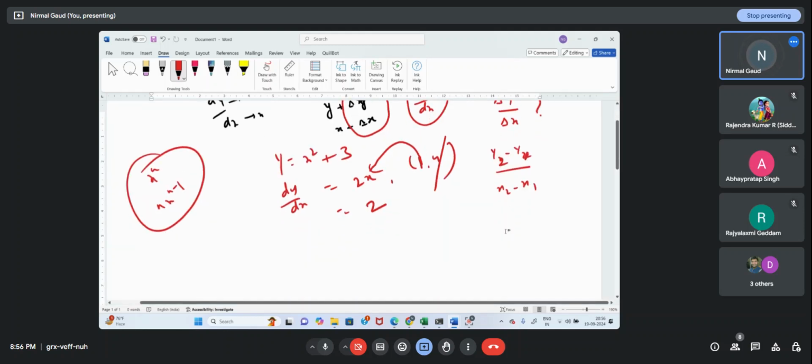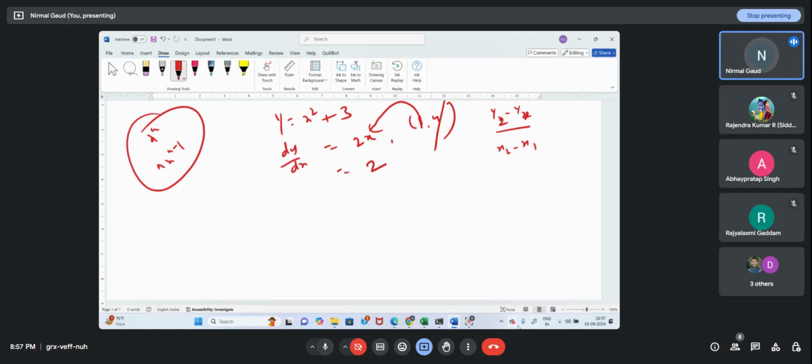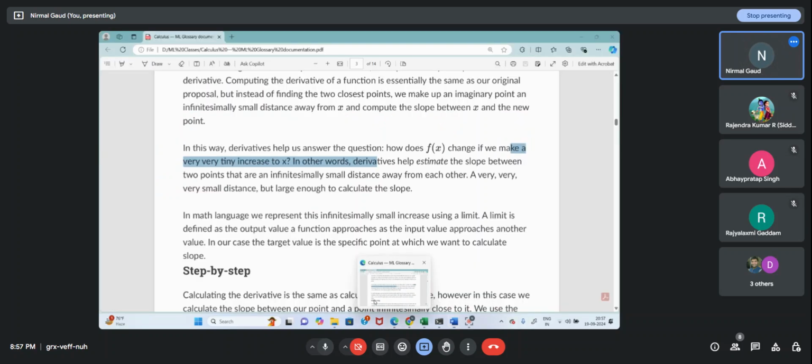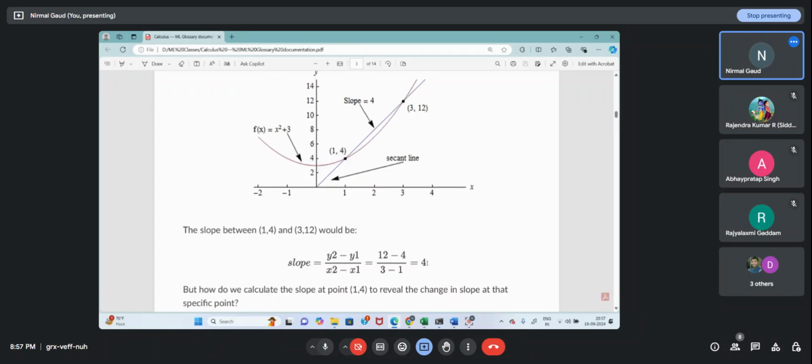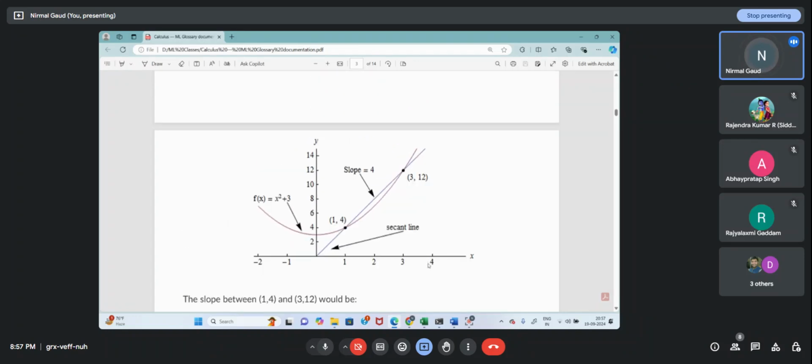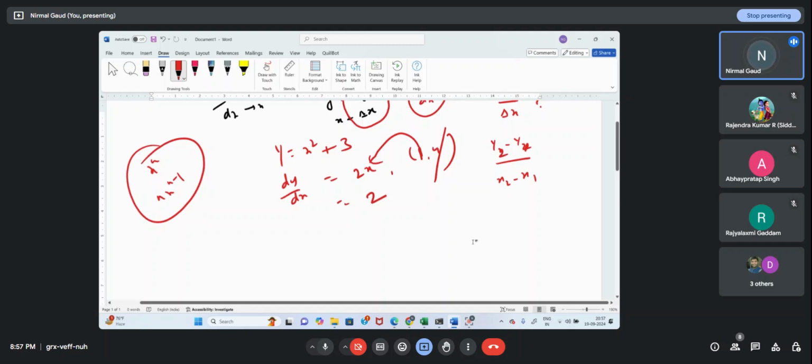And that's the reason in your graph, I will not say graph, it's a plot. In this particular plot, it considered 2 points like 1 4 and 3 12 which are closer to each other. If the 2 points are closer to each other, and I take the difference between the coordinates of x and y, that will represent del y by del x, and that is called the derivative. That's it.